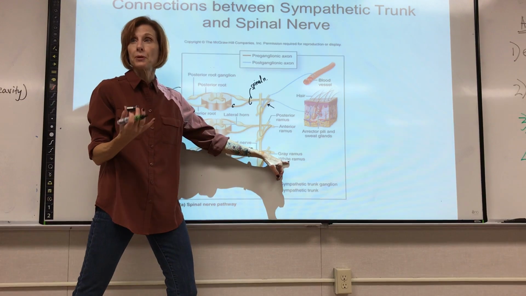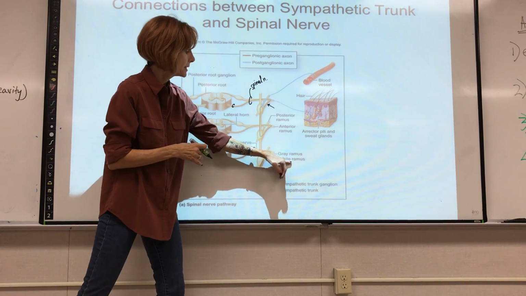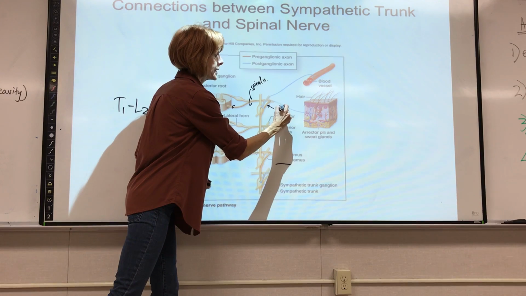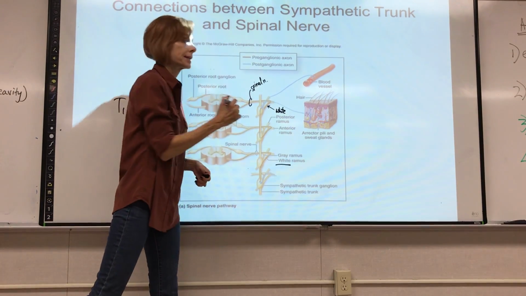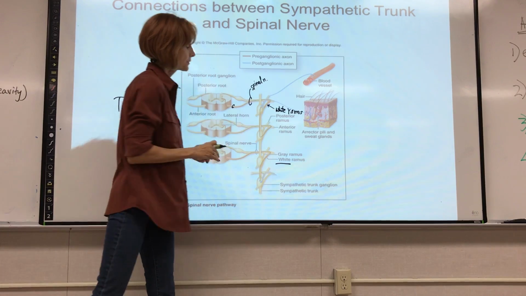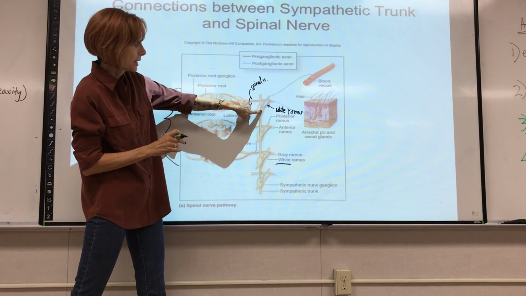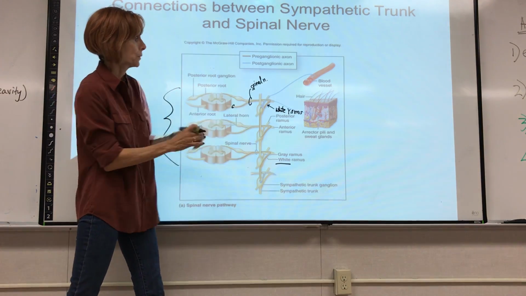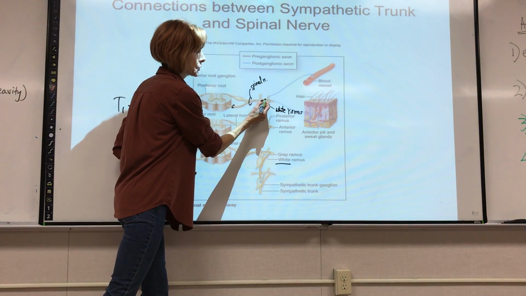Sometimes called the white ramus communicans, but you can just say white ramus. This is called the white ramus because these preganglionic neurons are myelinated. Okay, so that is the white ramus. So that carries that preganglionic neuron into the sympathetic trunk. It's going to synapse on the postganglionic neuron, shown in gray.